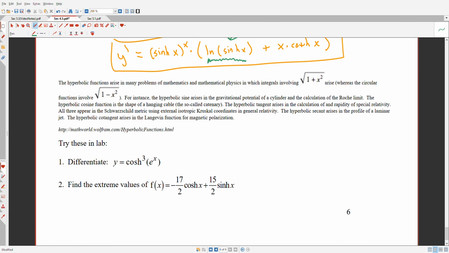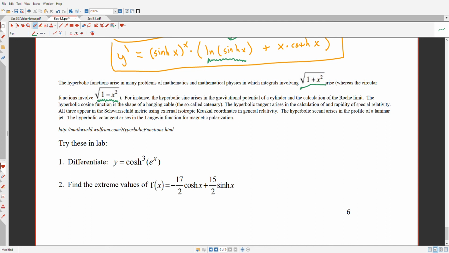Okay, so here's a bunch of mumbo-jumbo about where you might see this. It is true that when you see expressions like the square root of 1 plus x squared, if you want to integrate, which means add up information about that function, turns out hyperbolic trig functions come into play, just like regular trig functions come into play when you want to think about information relating to square roots of 1 minus x squared. Anyways, there's a whole lot of fascinating places where hyperbolic functions come into play.